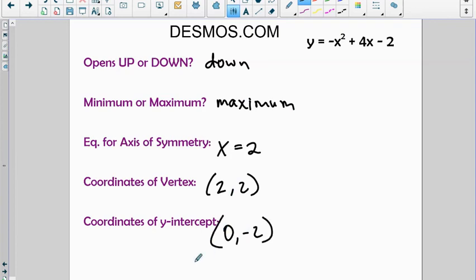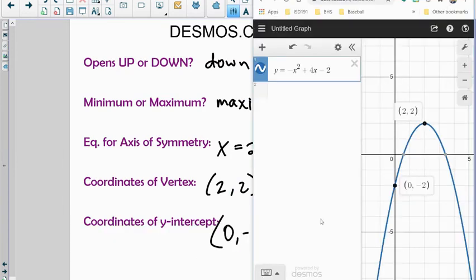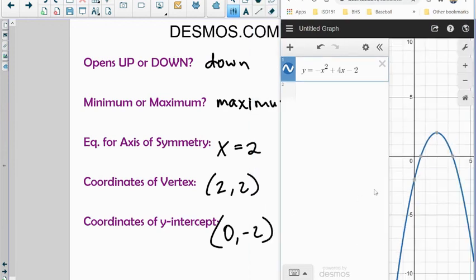All right, let me just double check and make sure that I wrote those down correctly. And I think I did. (0, -2) is the y-intercept. The vertex was (2, 2), meaning my axis of symmetry is x equals 2. It's a maximum because there's a highest point on the parabola, and it opens down because the arms of the parabola reach downward.